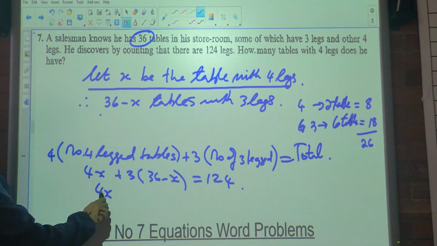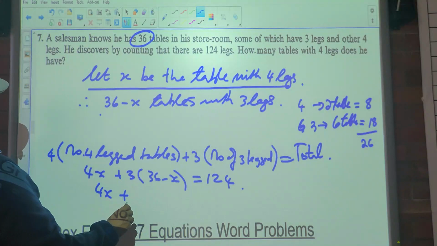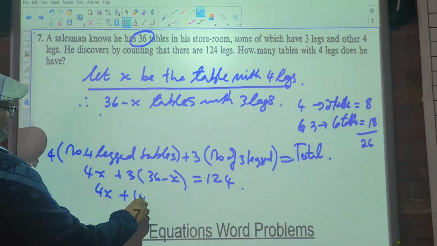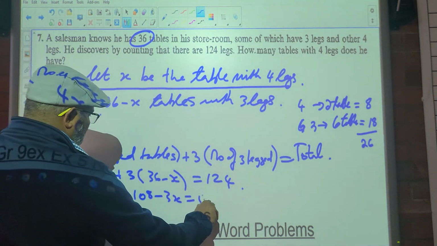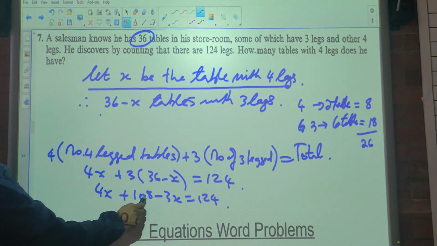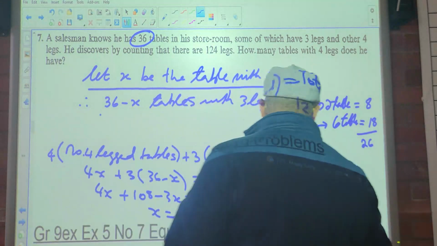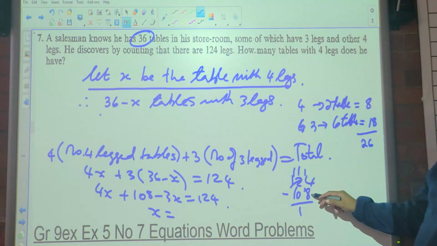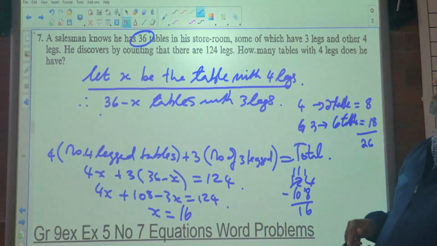Now method of solving for x. So for 4x plus, now 36 times 3 is, 6 times 3 is 18. So it's 108, I think. Just check. Minus 3x is equal to 124. So 4x minus 3x is x is equal to 124 minus 108. So that becomes 16. So there are 16 4-legged tables.